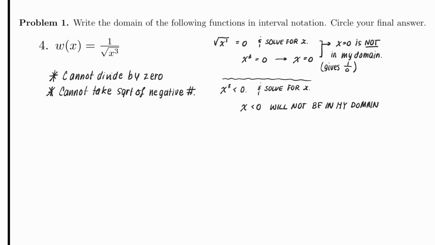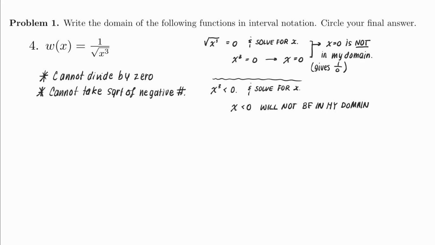So it looks like what's going on here is that the domain of w of x should be all real numbers that are bigger than 0. So in interval notation, that's the open interval from 0 to infinity.